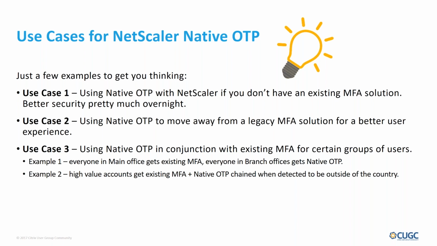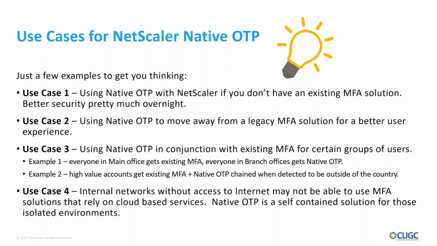Let's say they get existing MFA, but then they also get Native OTP chained on that through nFactor when the NetScaler detects their IP to be coming out from out of the country or even out of the state, whatever it is that you're looking for.